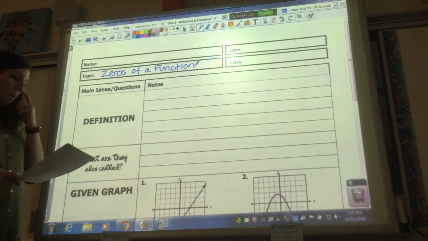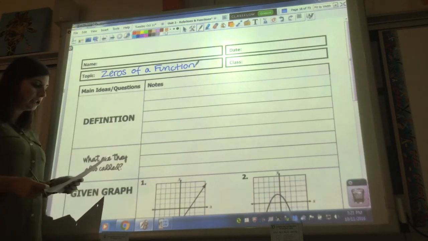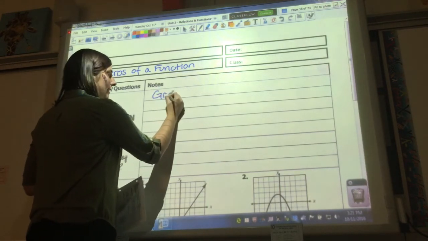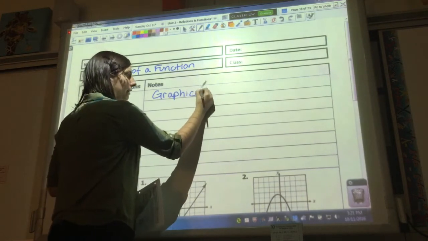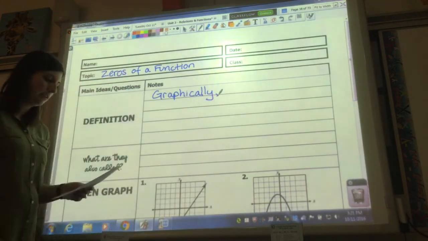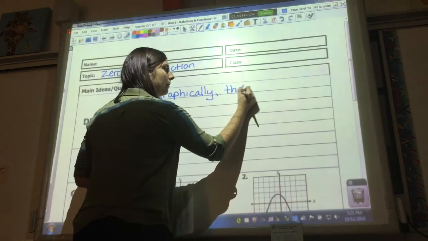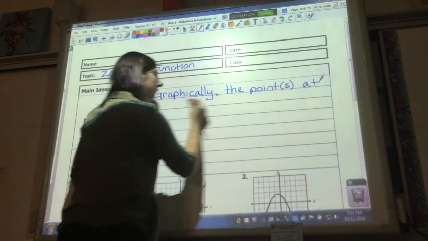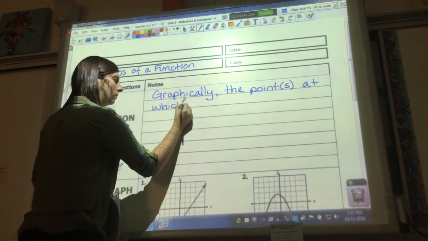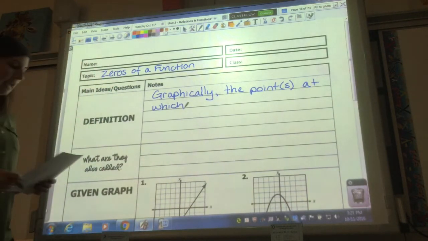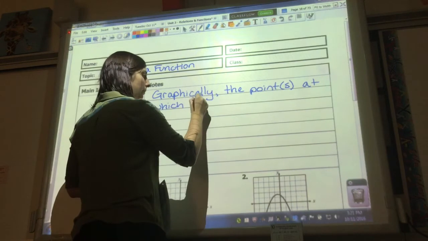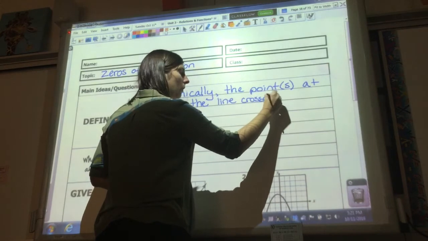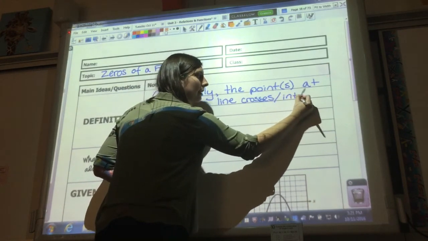So first and foremost, we are going to graphically show the points at which the graph crosses the x-axis. So if we're looking at a graph, we say graphically, the point or points at which the line crosses the x-axis. Crosses can also be said as intersects.